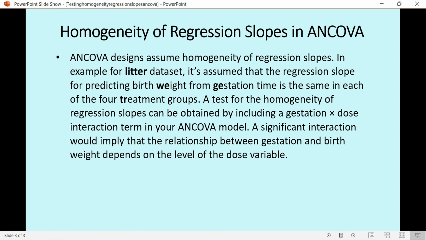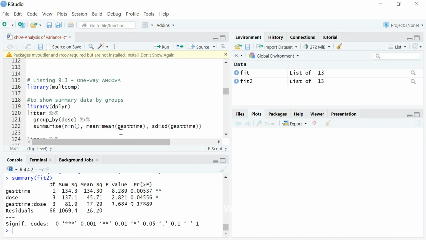How to do this? In R, we have to include the gestation and dose interaction term in the ANCOVA model. Dose is the same as the treatment group variable. If the parameter for this part is significant, the assumption of homogeneity of regression slopes is rejected, because the interaction has an effect. Next we will show how to implement this in RStudio.